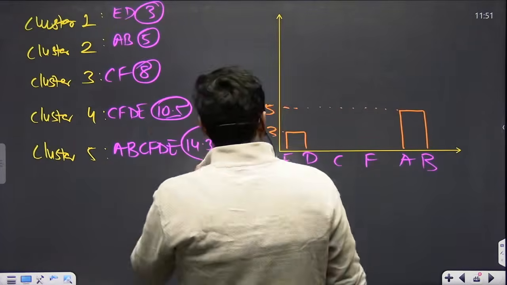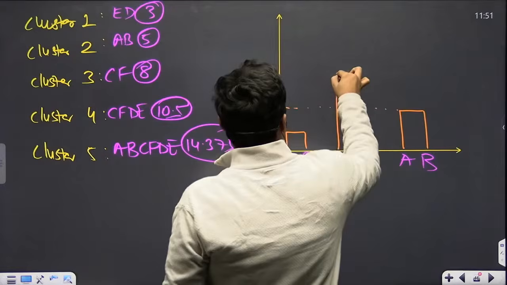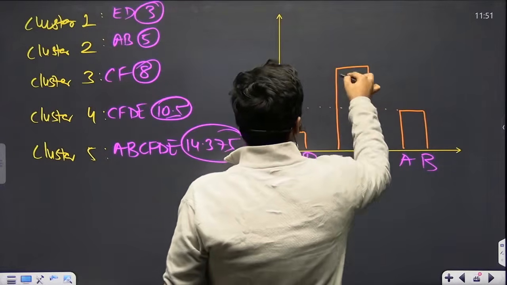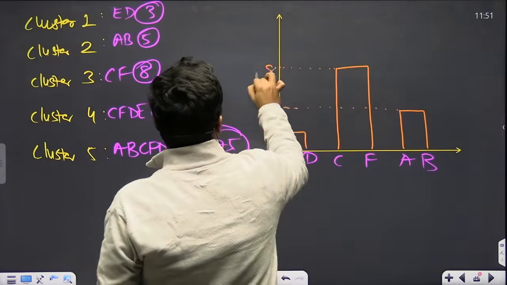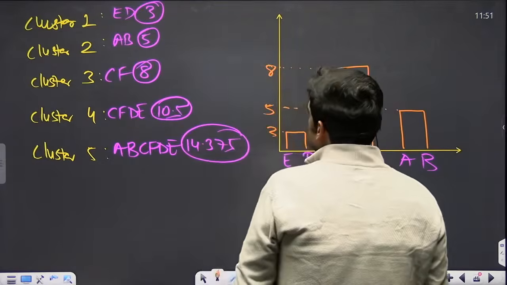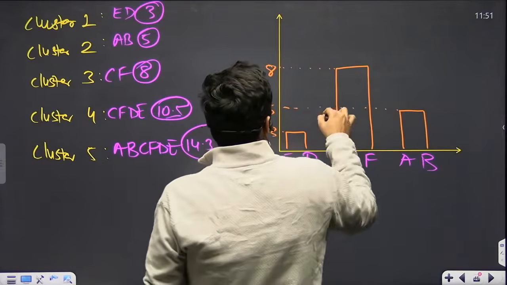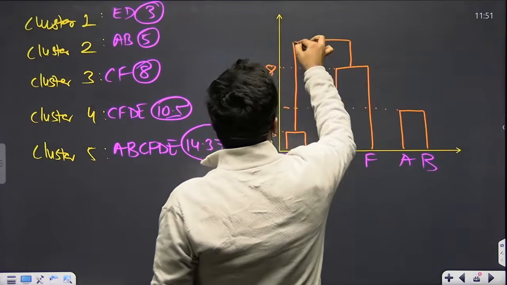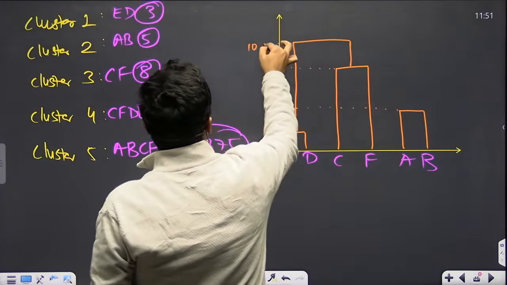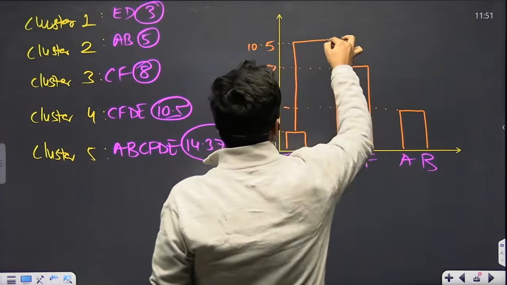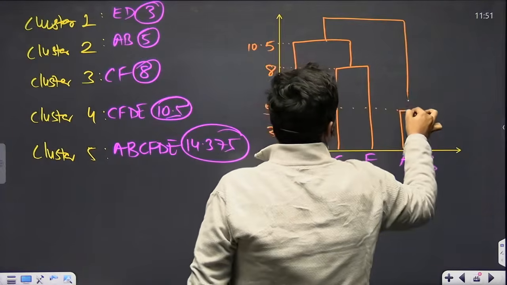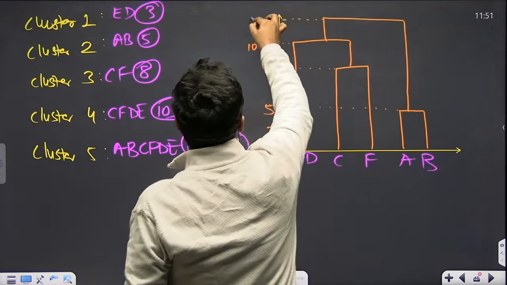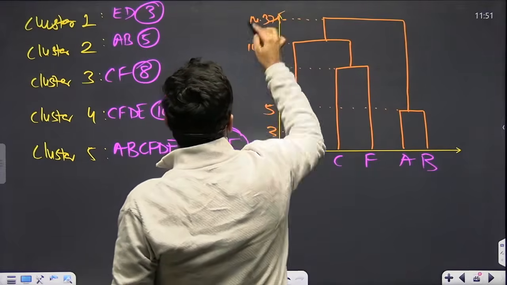Then what did we club? CF at a cost of 8. Then after this we clubbed CF and DE at a cost of 10.5. And in the last I clubbed CFDE with AB at a cost of 14.375.